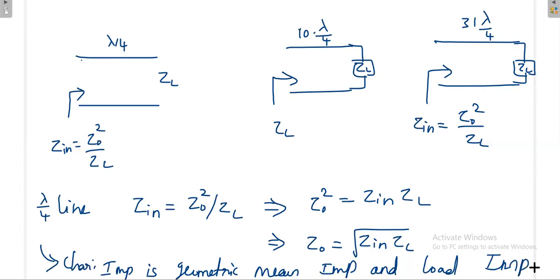Next we'll see what is the nature of the lambda by 8 line.